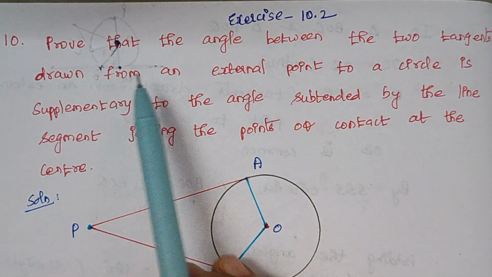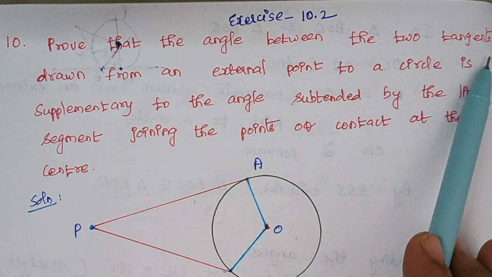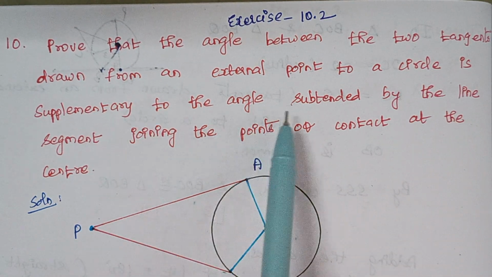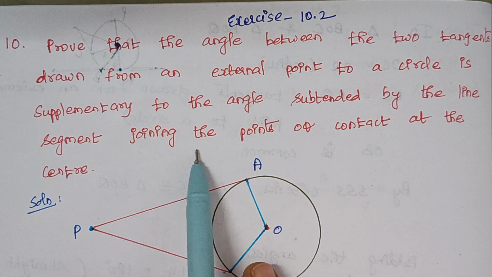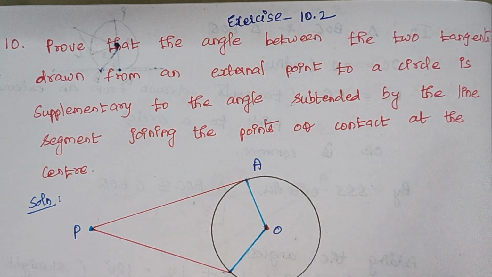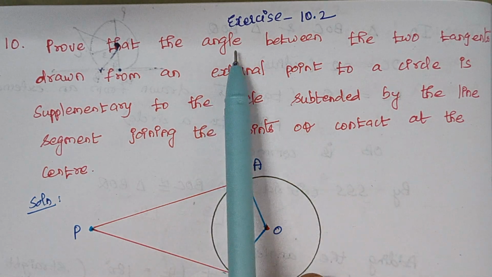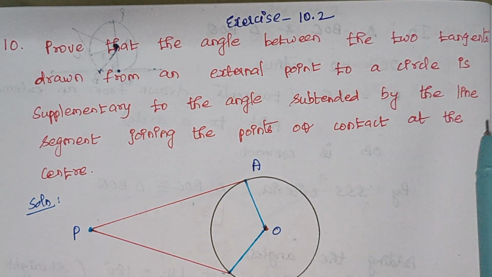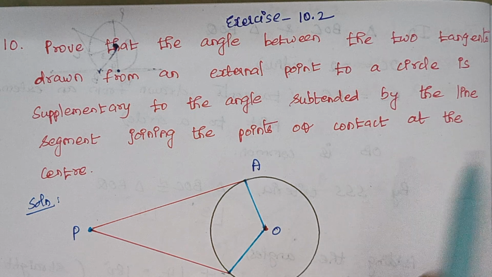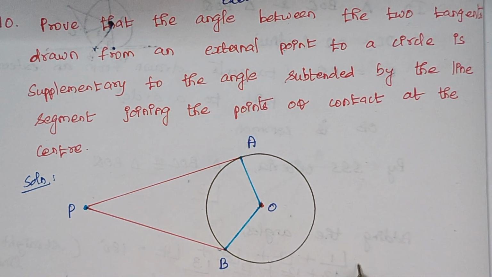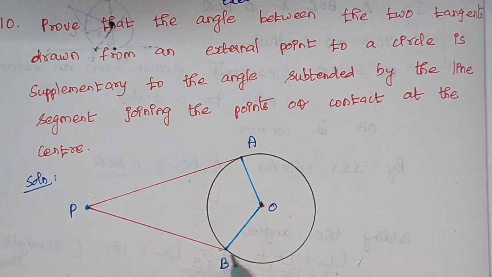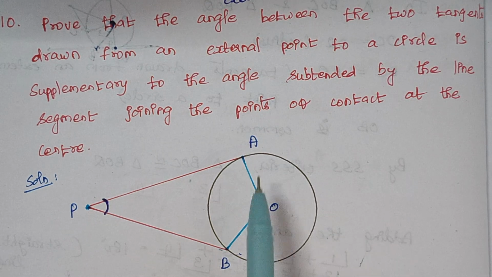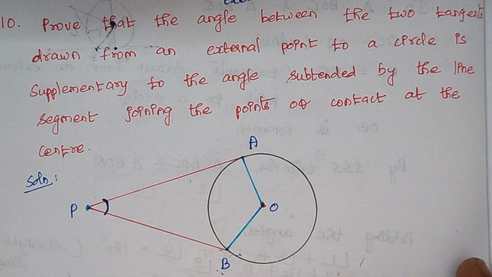Problem number 10 is prove that the angle between the two tangents drawn from an external point to a circle is supplementary to the angle subtended by the line segment joining the points of contact at the center. Here you see the angle between the two tangents drawn from an external point to the circle. This is your diagram. This is one tangent and this is the other tangent. So this is your angle between the tangents, that is APB or BPA. Both hold the same.